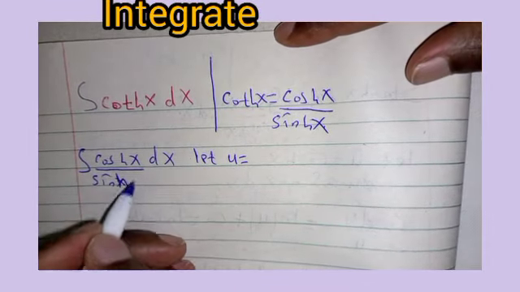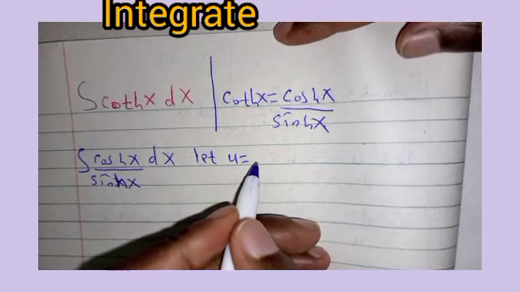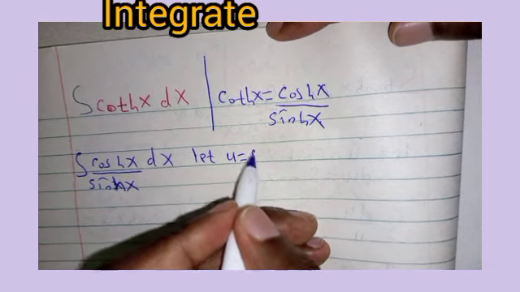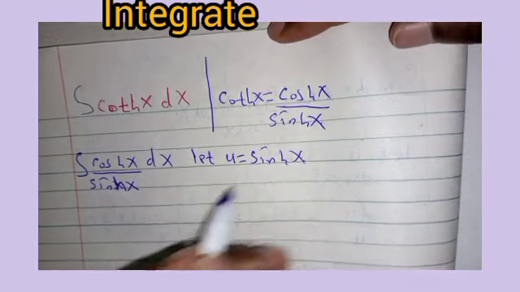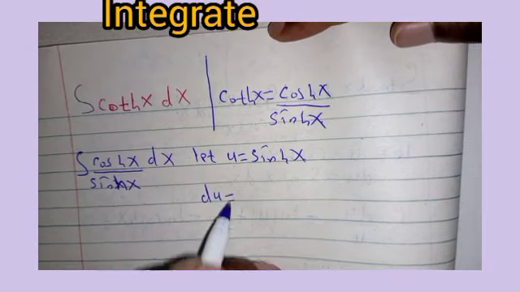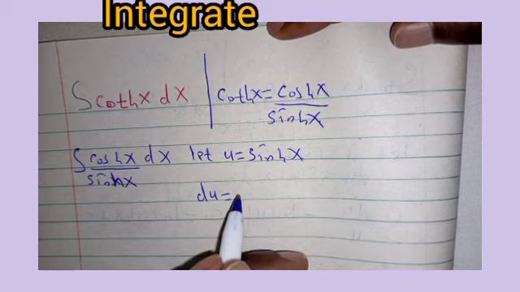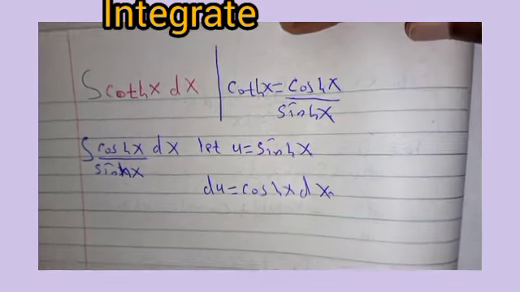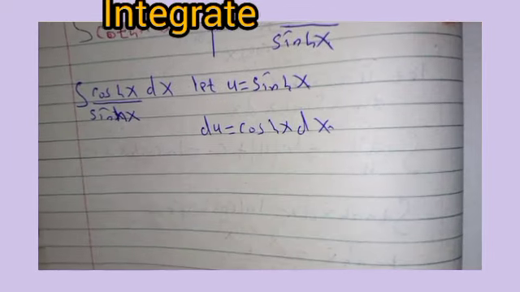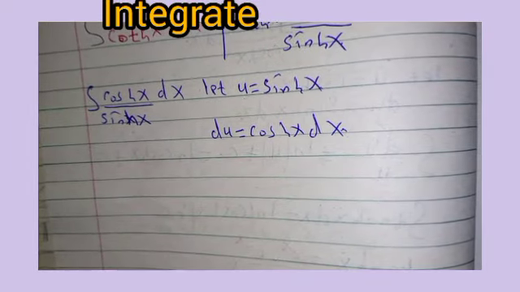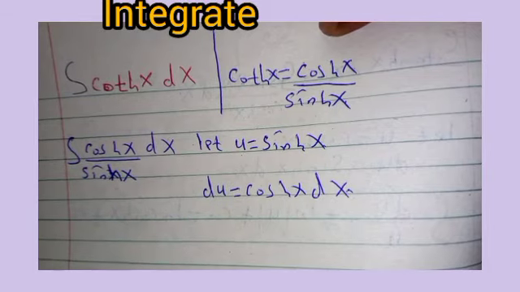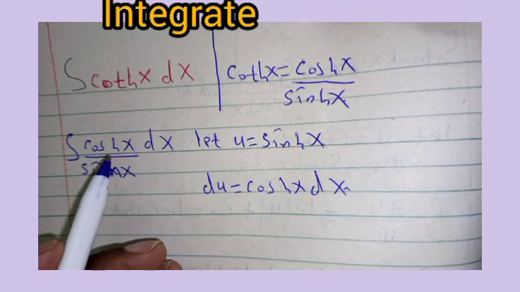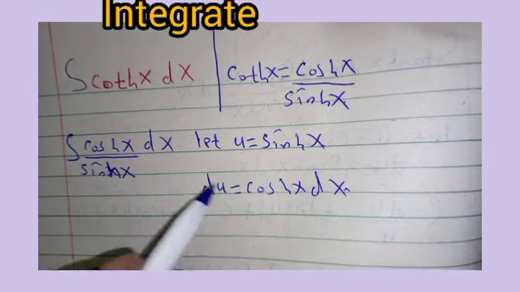This is hyperbolic sine of x. Our u is equal to the denominator, which is hyperbolic sine of x. Then we differentiate. When you differentiate the hyperbolic sine of x, it will give you hyperbolic cos of x dx. Then from there, we are going to substitute. With our substitution, you can see clearly that the numerator, which is hyperbolic cos of x dx, is du.